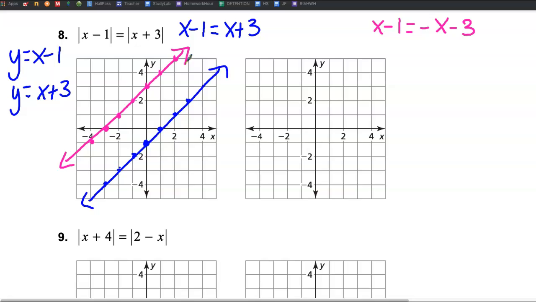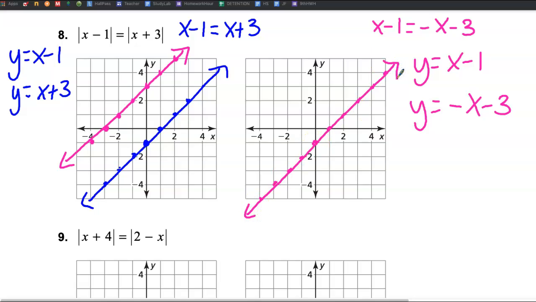What are my second set of equations, Lakin? Y equals x minus 1 and y equals negative x minus 3. Good. So go ahead and graph those if you haven't already. What point do those ones intersect at? Dylan? Negative 1, negative 2.